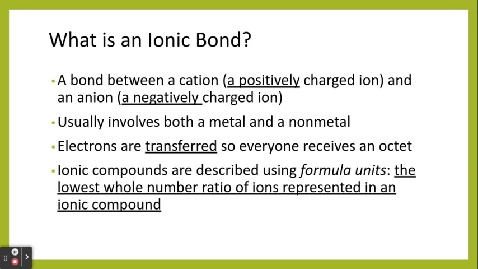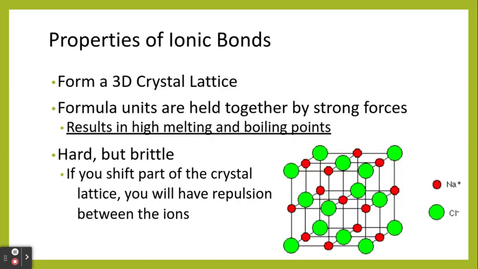With ionic compounds, we describe them using something called formula units. And this is the lowest whole number ratio, meaning we have to have whole numbers, so no fractions, no decimals. So the lowest whole number ratio of ions represented in an ionic compound. And we'll spend some more time talking about that later on in this unit.